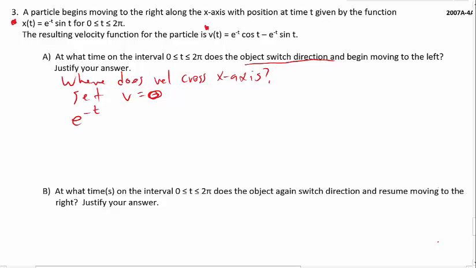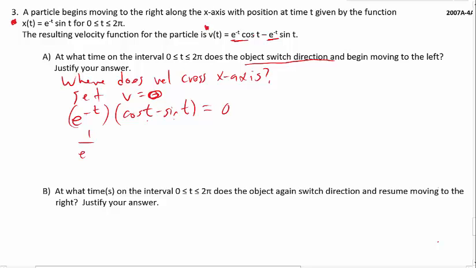So I'm going to set v of t equal to 0. And notice there is an e to the negative t in each term. I'm just going to factor that out, which will only leave me with cosine t minus sine t. That's my velocity function with e to the negative t factored out. I'm going to set that equal to 0. And now using zero product property, I can say either e to the negative t has to equal 0 or cosine minus sine has to equal 0.